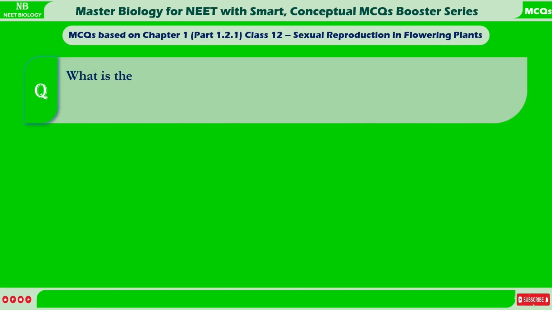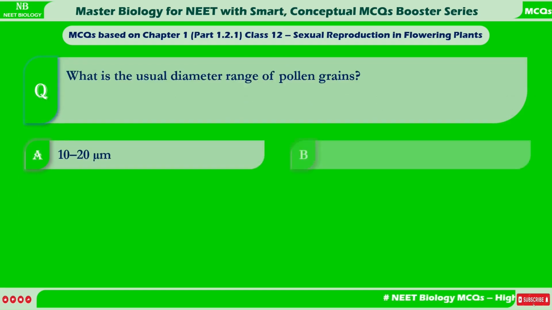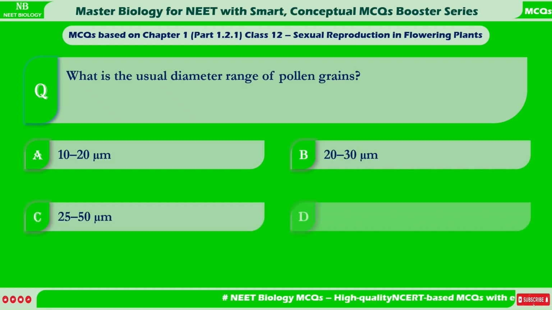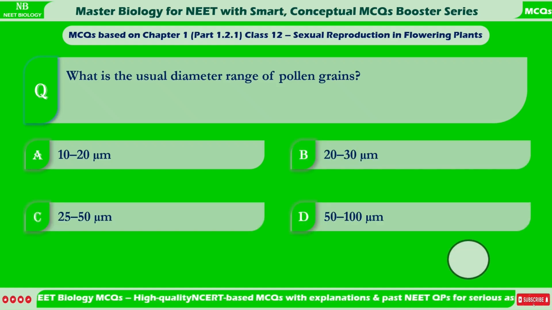What is the usual diameter range of pollen grains? A. 10 to 20 micrometer. B. 20 to 30 micrometer. C. 25 to 50 micrometer. D. 50 to 100 micrometer.